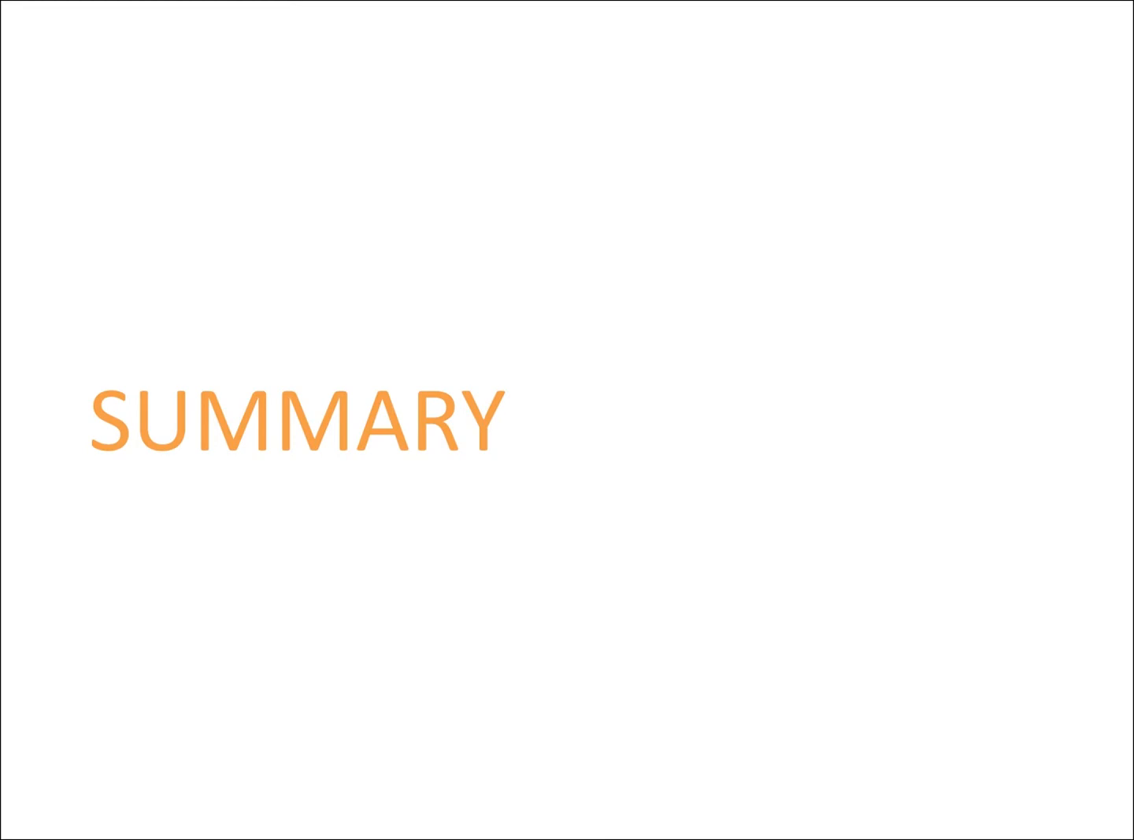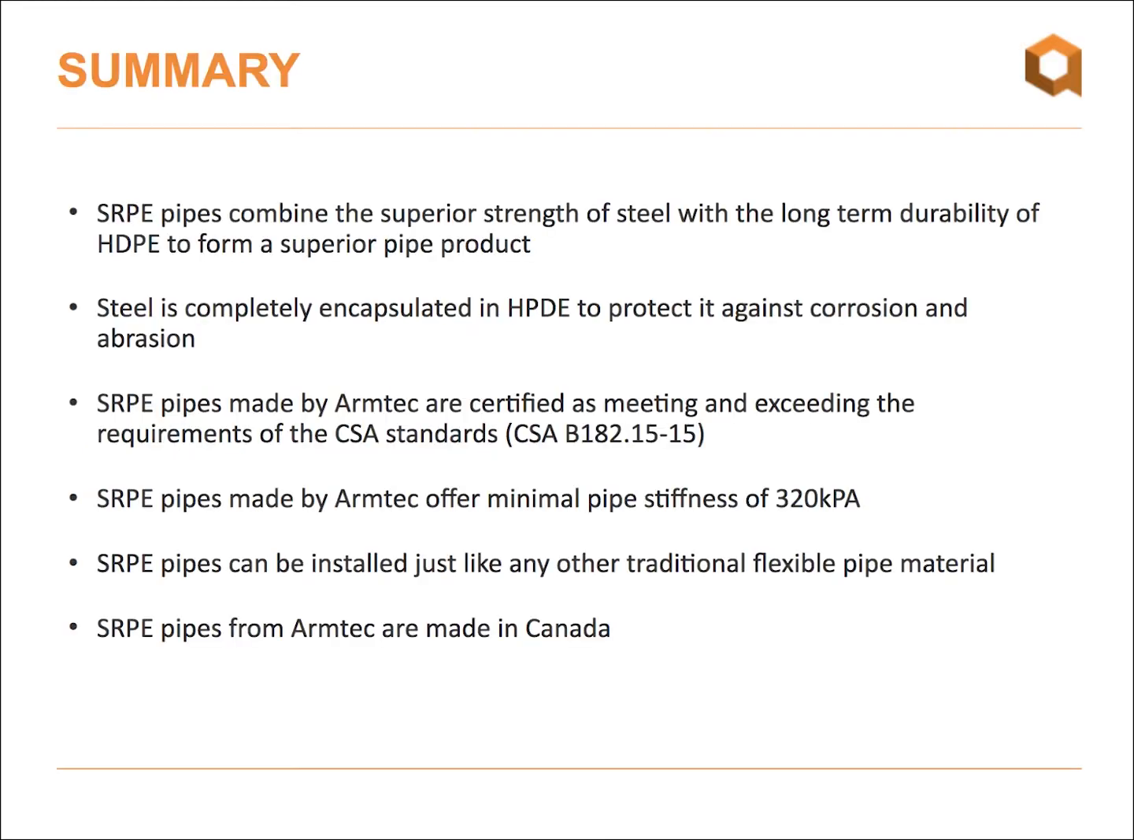So, in summary, we feel that steel reinforced polyethylene pipes, by combining the superior strength of steel and the very long-term durability of HDPE, form a superior pipe product for use in your sanitary and storm sewer systems. The steel, like previously mentioned, is completely encapsulated in HDPE to protect it against corrosion and abrasion. So we rely on the HDPE to provide you the long-term durability in a design service life of at least 75 years, and steel is relied upon for what it does best, its strength.